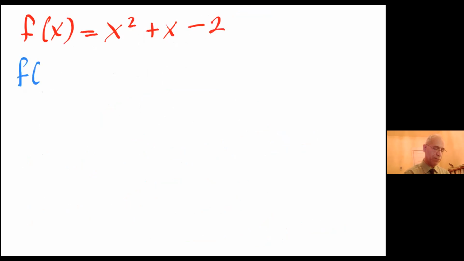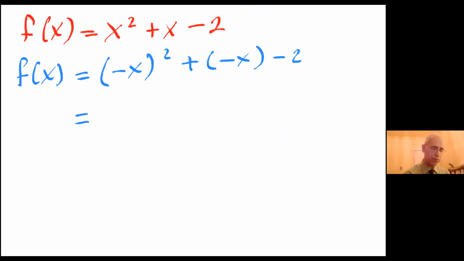Let's do another one. How about f of x equals x to the second plus, say, x minus 2. Okay, so f of minus x equals minus x to the second plus minus x minus 2. And that equals x to the second minus x minus 2. Nope, not even.